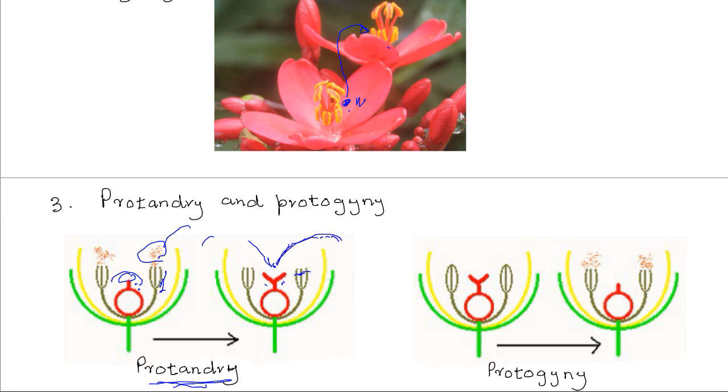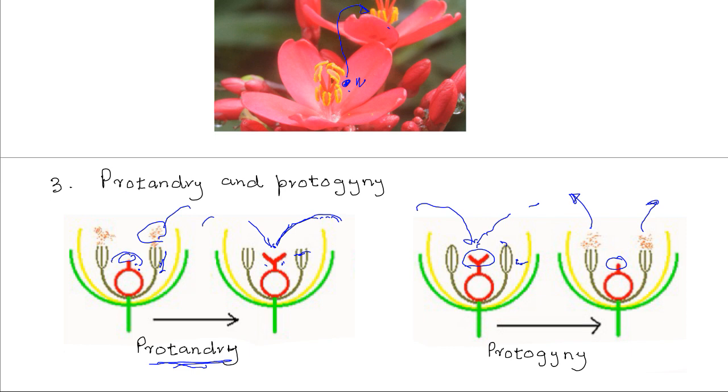The other instance is where the female part matures earlier and is ready to receive pollen grains before the male part is mature. So here you can see the stigma is ready, no pollen grains coming from the anthers. So that means this stigma can only receive pollen grains from outside. Later on, the stigma dries and withers, while the male part, the anthers, matures and produces pollen grains that are then carried to another flower. So again, making sure that self-pollination does not take place.